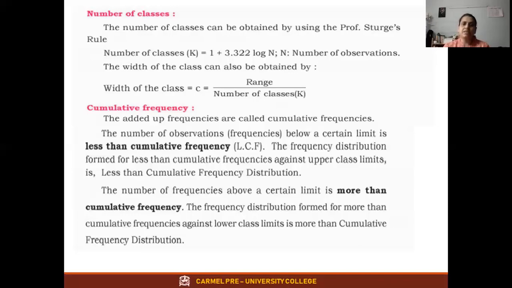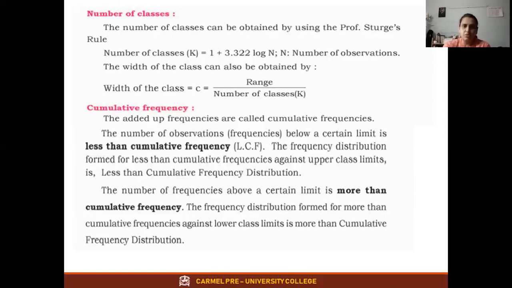The number of frequencies above a certain limit is more than cumulative frequency. The frequency distribution formed for more than cumulative frequencies against lower class limits is more than cumulative frequency distribution.